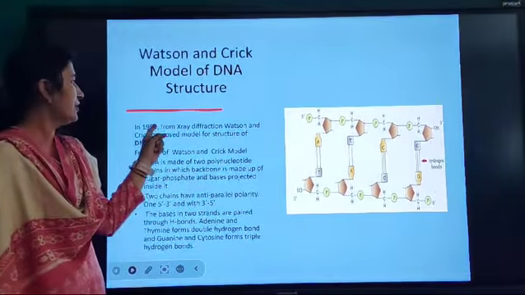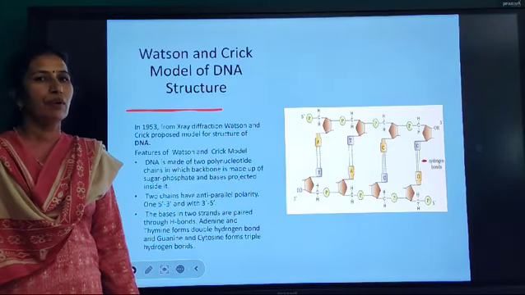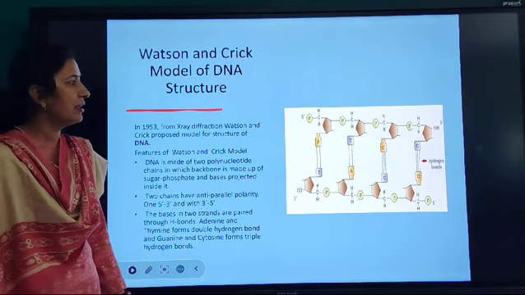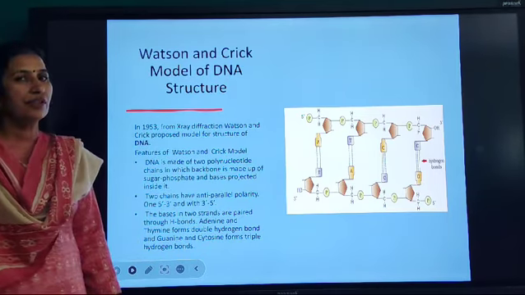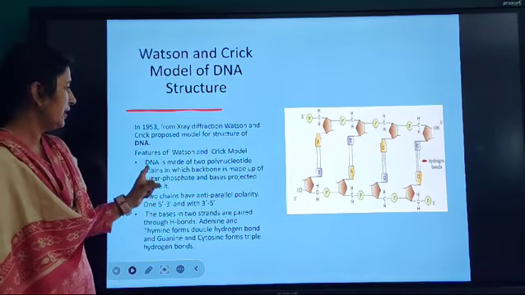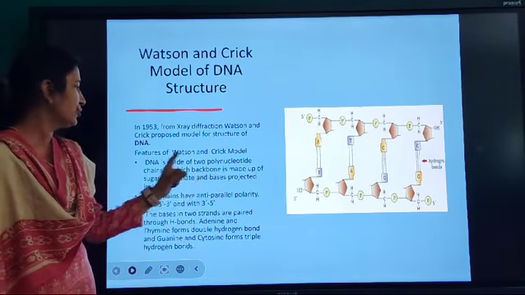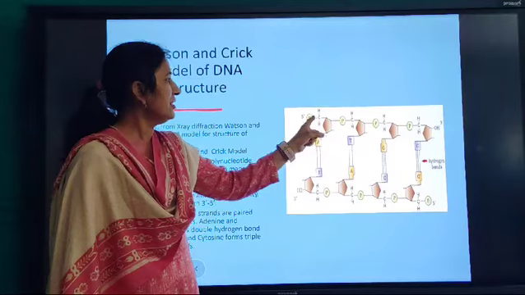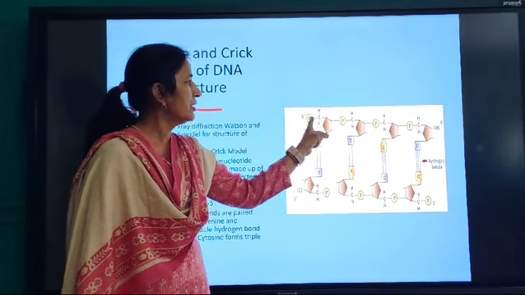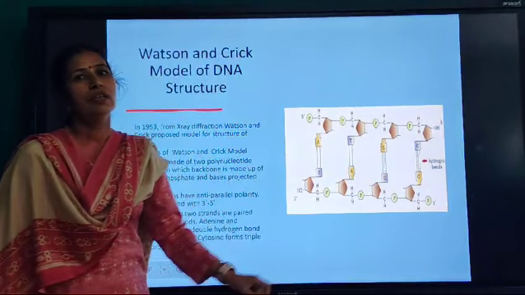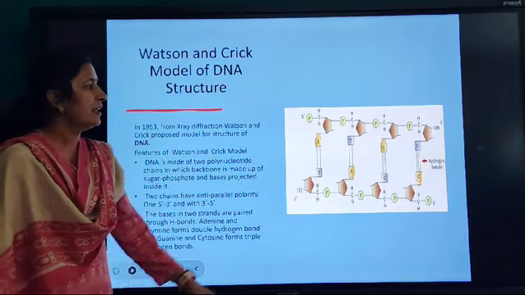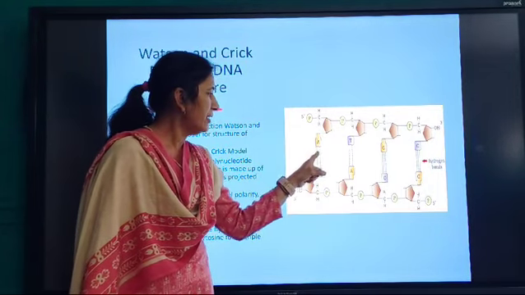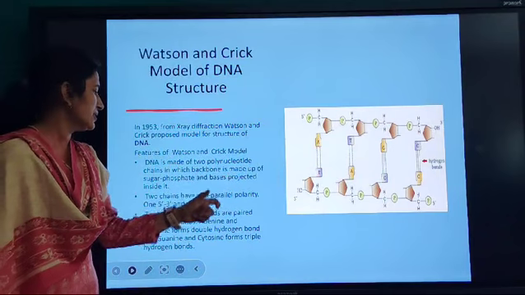Then in 1953, from X-ray diffraction, Watson and Crick proposed a model for the structure of DNA. They were awarded the Nobel Prize for this. Features of this model: DNA is made up of two polynucleotide chains. As you can see, this is one chain, this is the second chain. In this chain, phosphate and sugar are present on the side, so they form the backbone of this chain. Nitrogenous bases are present inside. For example, adenine and thymine are present on the inner side.